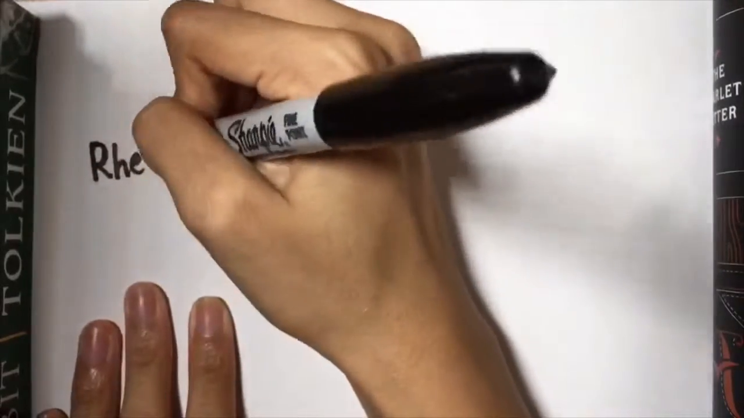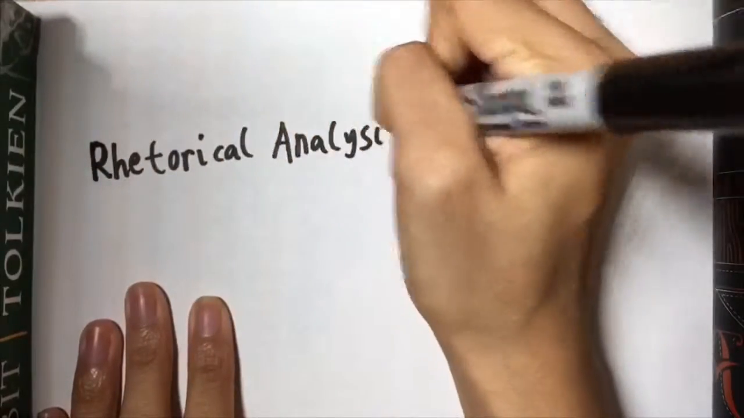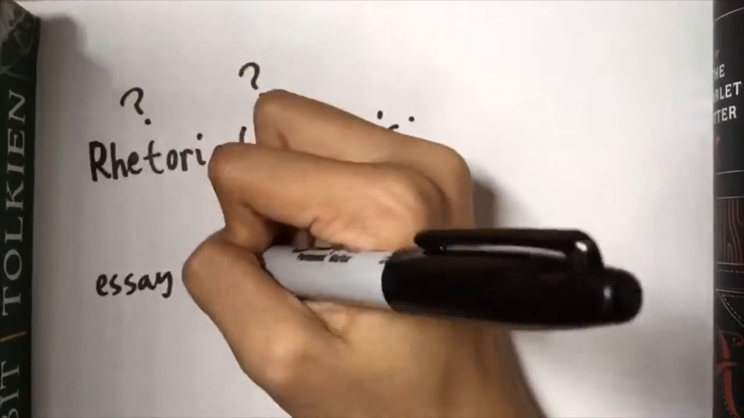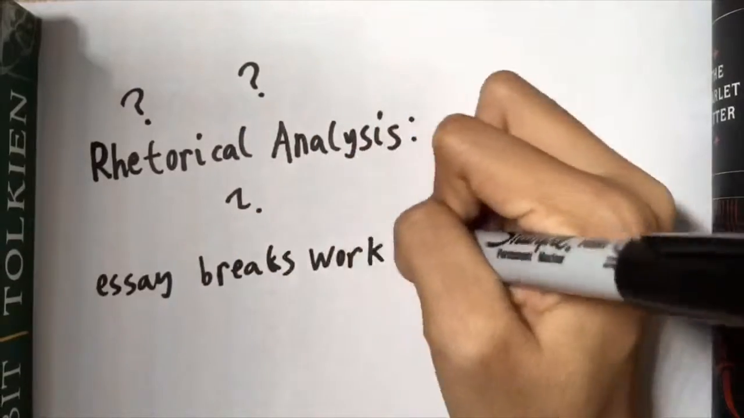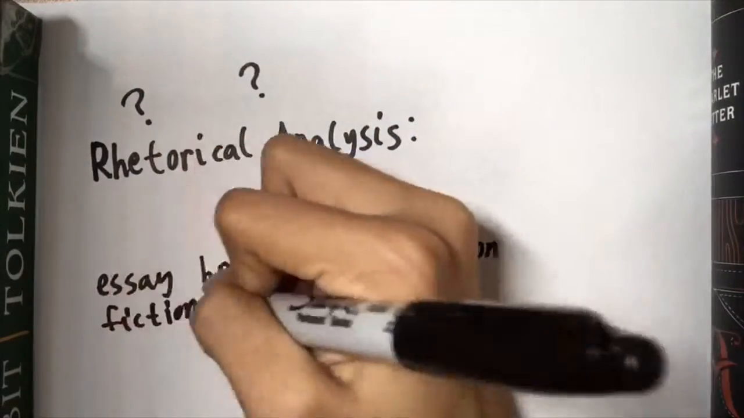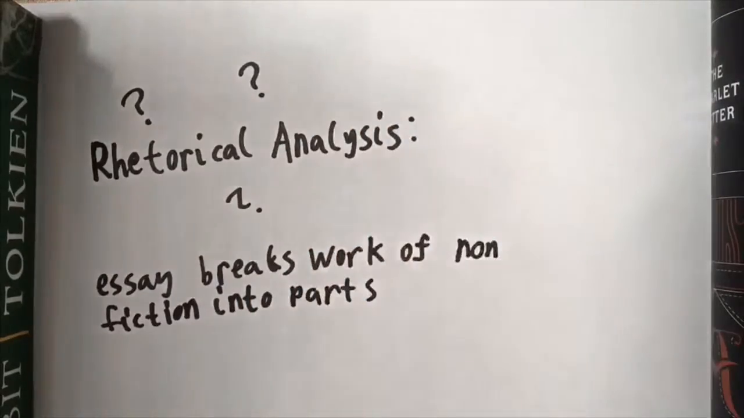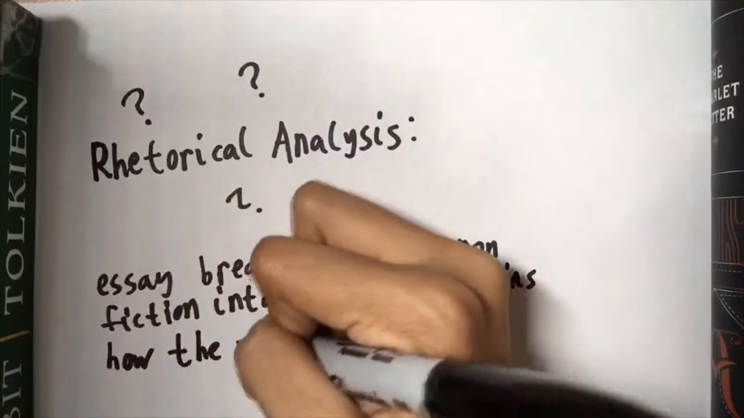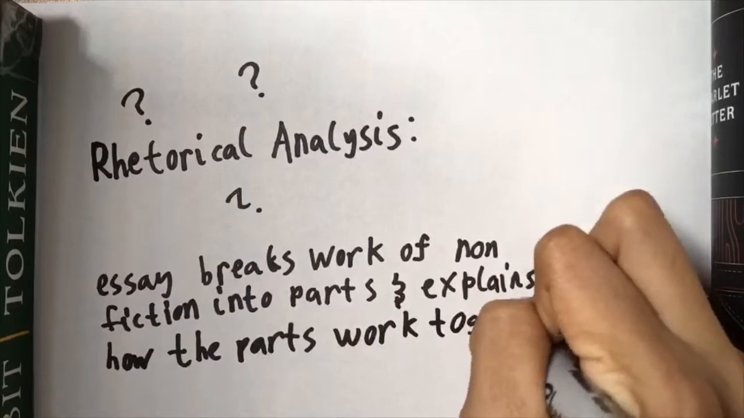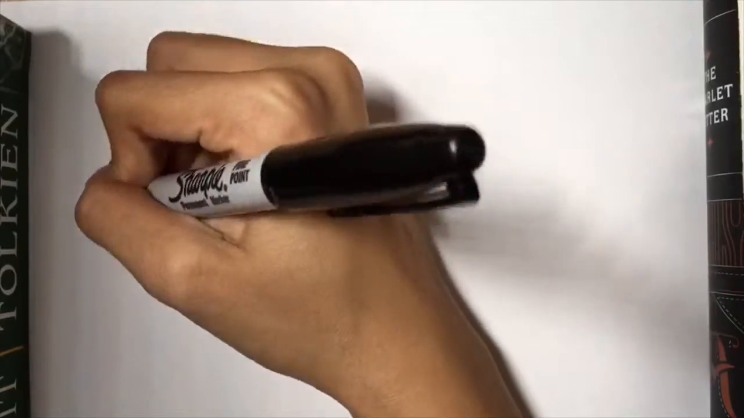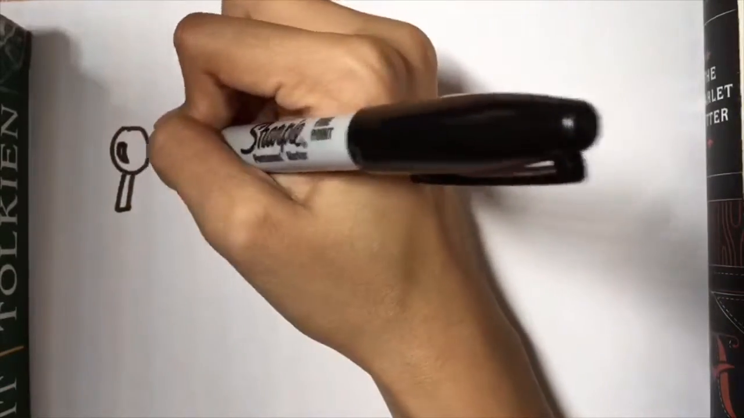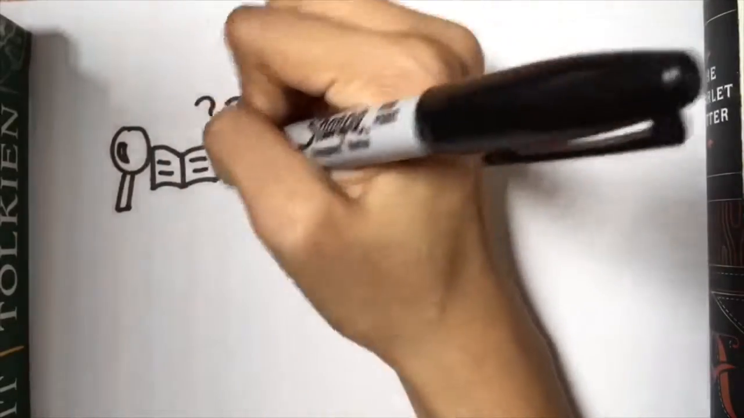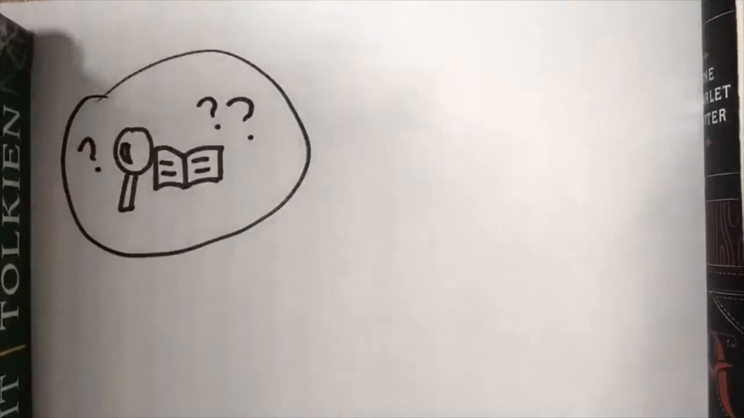To start, what is a rhetorical analysis anyway? You may be wondering. Well, a rhetorical analysis is an essay that breaks a work of nonfiction into parts and then explains how the parts work together to create a certain effect, whether to persuade, entertain, or inform. When you look at it, you're basically dissecting your essay and analyzing it. Fortunately, though, it's not really alive.